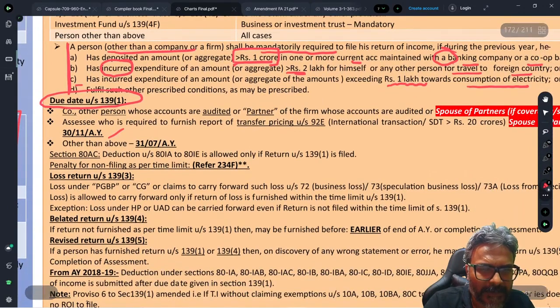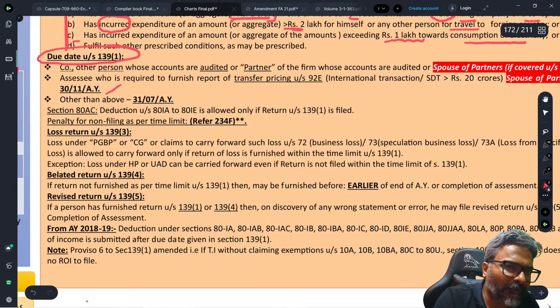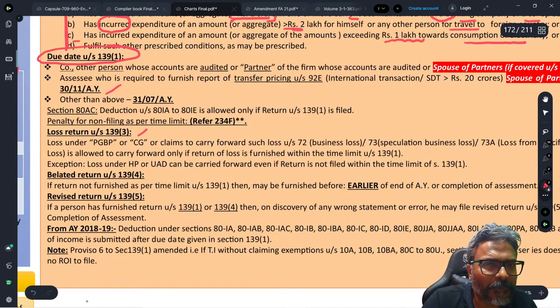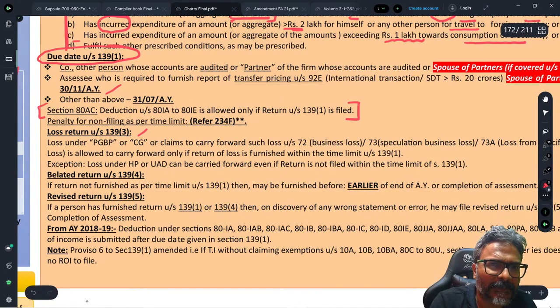Fair enough. Now, students, the situation of a lost return, 139(3). Now, you all are aware. Students, this is an important section which you all are aware.